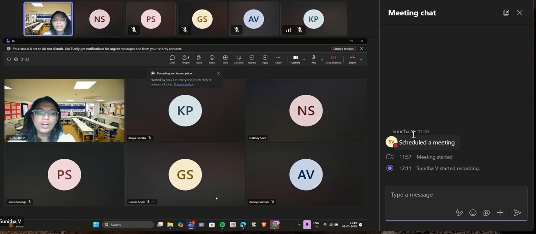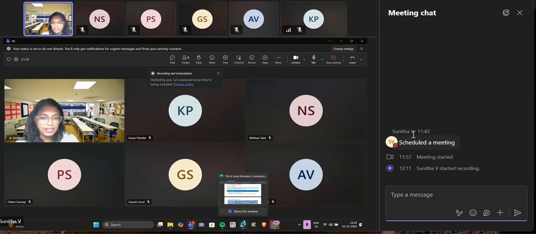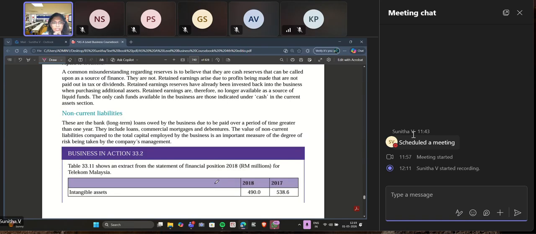But equity on its own means share owner's fund. Okay. Yes. We have done all this in school.